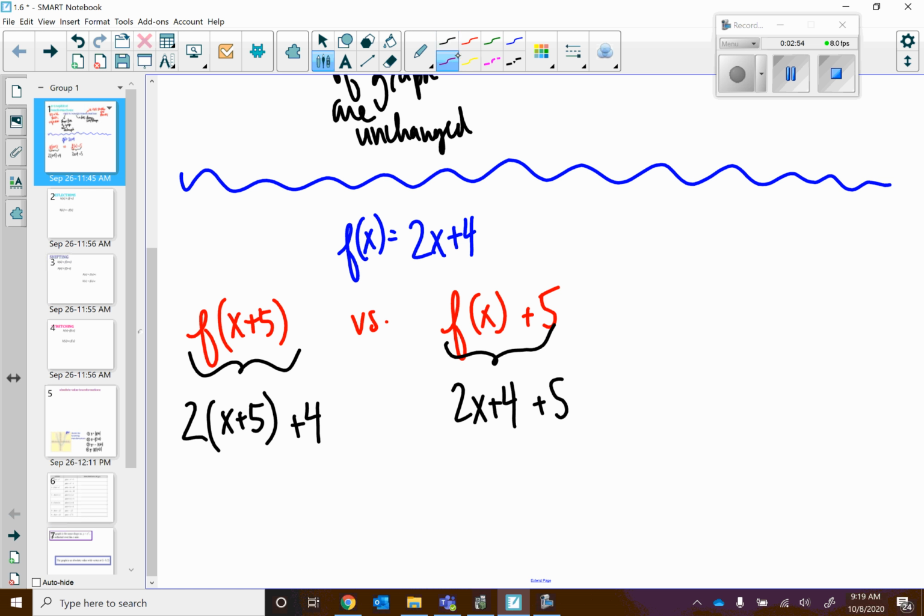And if you notice, in this case, we are directly affecting the x values. In this case, we are directly affecting the y values, right? Because f of x stands for y. We could put y in there, but we're smarter than that. We wouldn't put y.